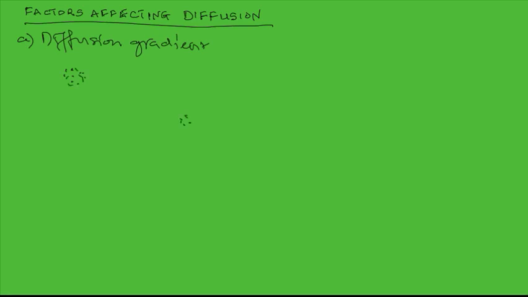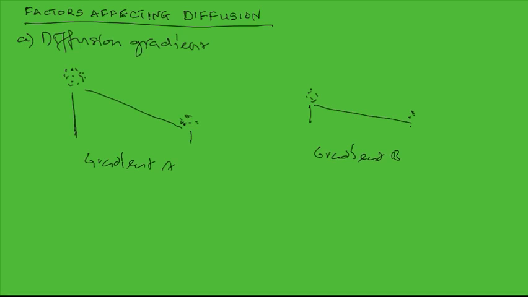So for instance, you can have two different diffusion gradients. Here there is this gradient, so let's call it gradient A, and another one that is gradient B. Now, the greater the gradient, the higher the rate of diffusion. Gradient A is steeper and greater than gradient B.